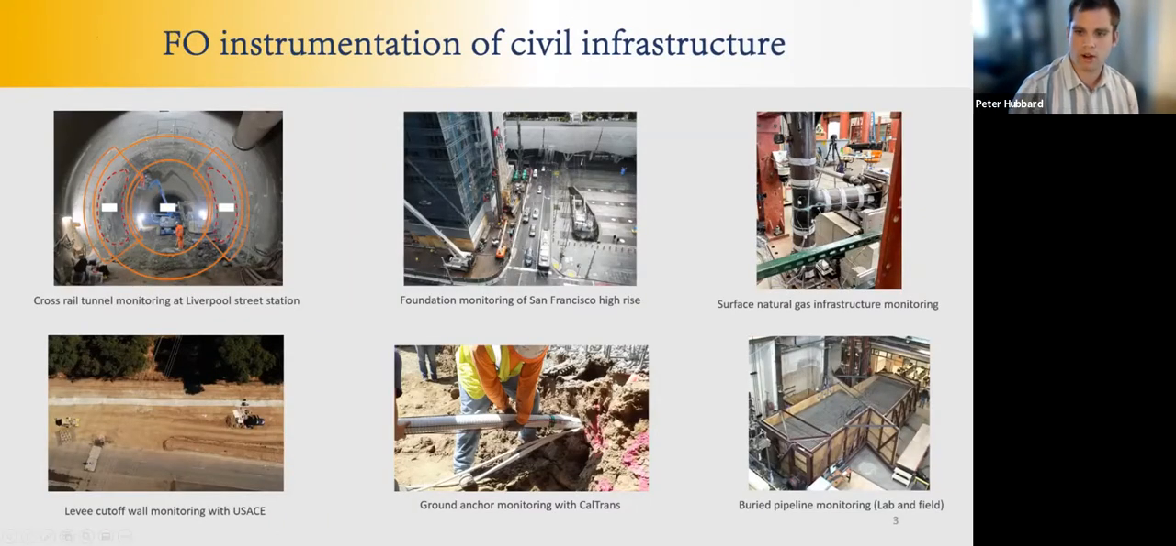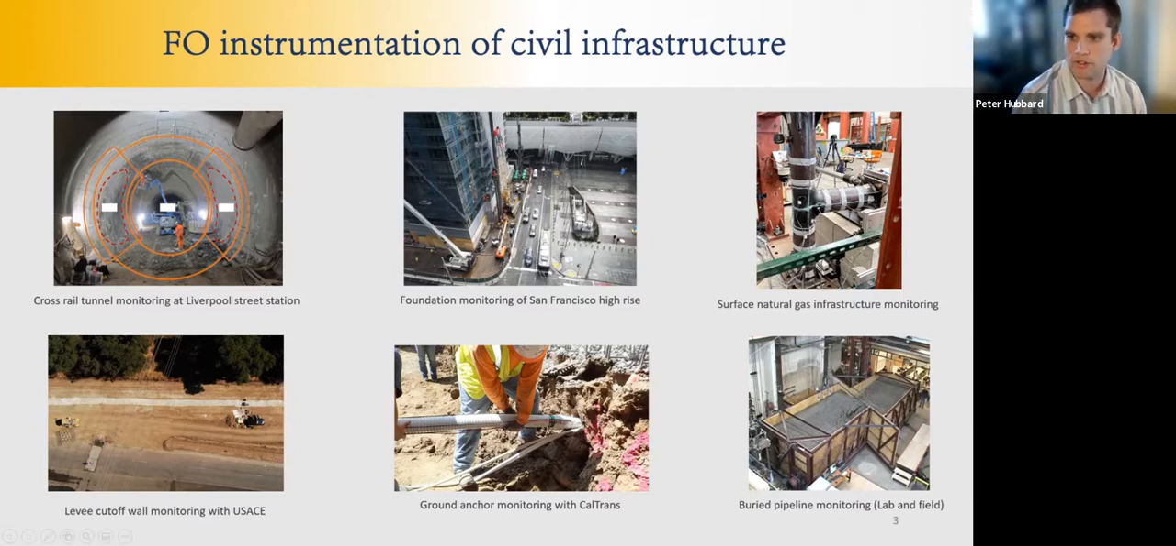So what is our background? What does this group do? Well, we monitor civil infrastructure, and as simple as that is, there are a lot of facets to that. In the top left, you can see a project monitoring the Liverpool Street Station Crossrail Tunnel, where one tunnel is being constructed to intersect another in London. We measure the deformation in this tunnel with fiber optic sensing. We also, just in the last couple of months, have done some foundation monitoring for a mysterious San Francisco high rise.